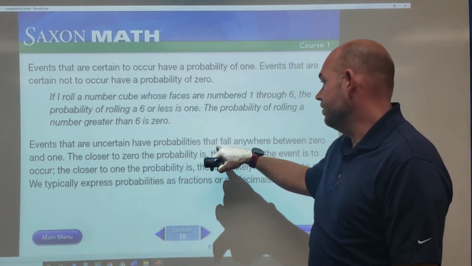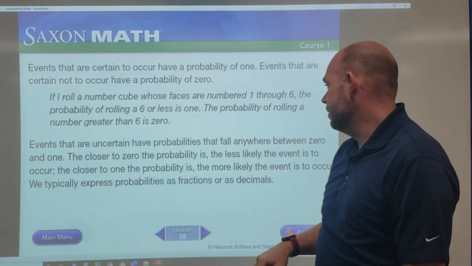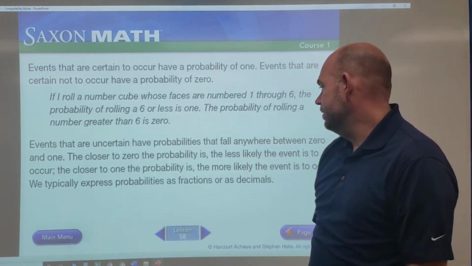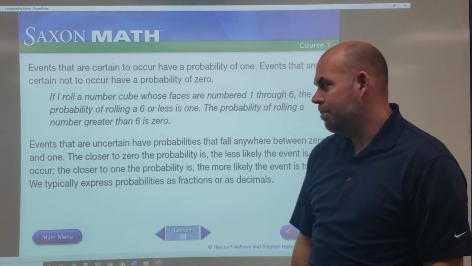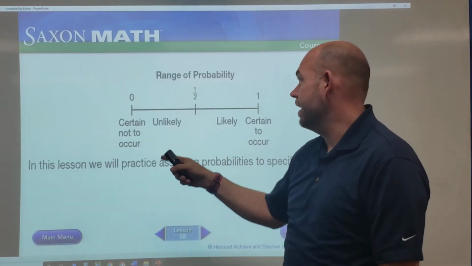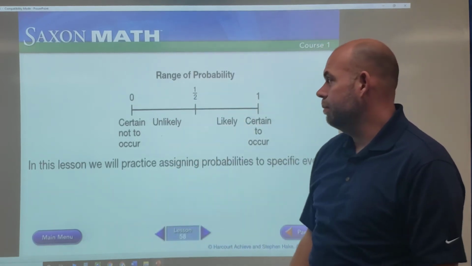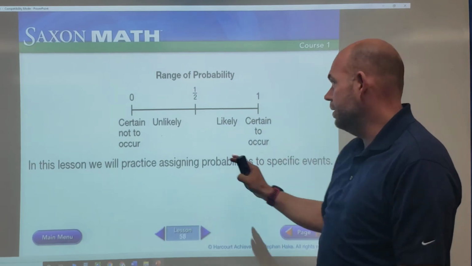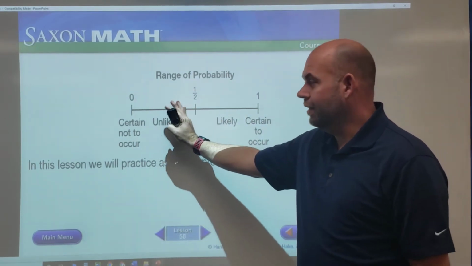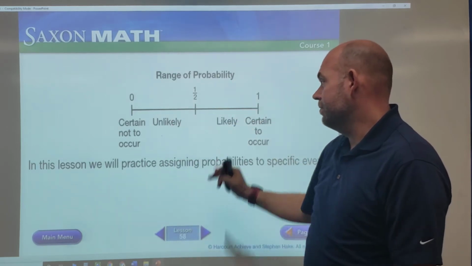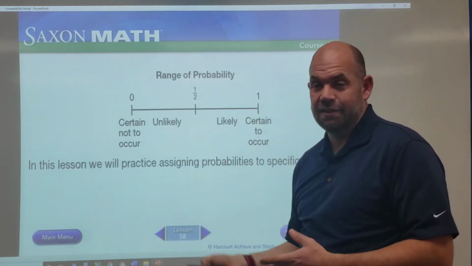Events that are uncertain have probabilities that fall anywhere between 0 and 1. The closer to 0 the probability is, the less likely it is to happen. The closer it is to 1, the more likely it is to happen. And we can put that on a scale. So this is called a range of probability. 0 means it's not going to happen, 1 means it's definitely going to happen, and somewhere in between it's unlikely up to half or 50%, and more than 50% it becomes more and more likely the farther you go on the scale.